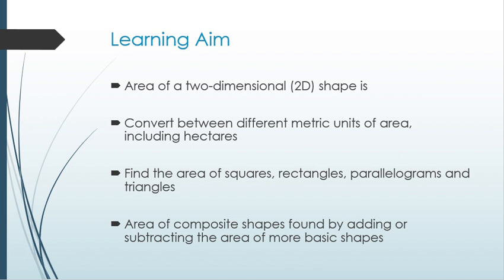So these are the learning goals, okay? You need to know what an area of a 2D shape is. What 2D shapes are just the shapes you've already experienced, like squares, rectangles, triangles, all that kind of stuff. You need to know how to convert between the metric units, but with area instead. And this also includes hectares. And you need to find the area of composite shapes. And to do this, you can either add or subtract stuff, but we'll get into the details a bit later, okay?